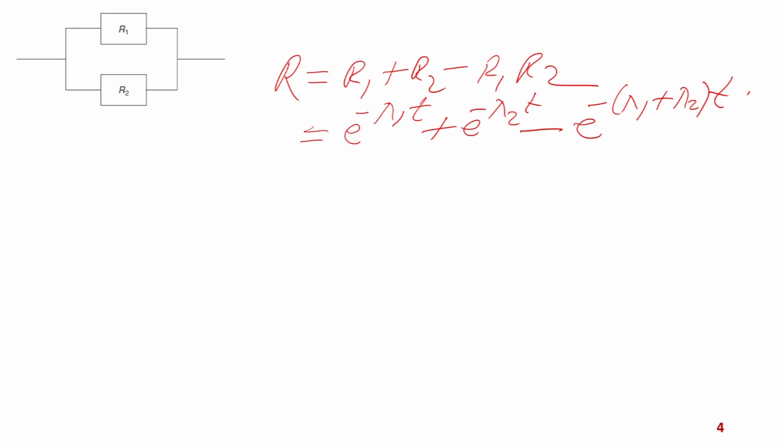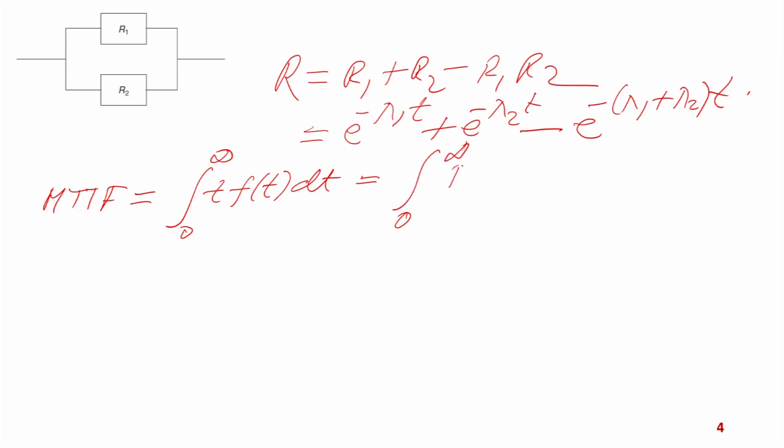Since this is not in the form of a single exponential term, we need to find the MTTF from the equation we used in our last session, that is, the integral of t times f of t dt. This gives you the MTTF, the mean time to failure, and we have seen that I can write this as the integral from 0 to infinity of R t dt. So, we need to integrate this term.